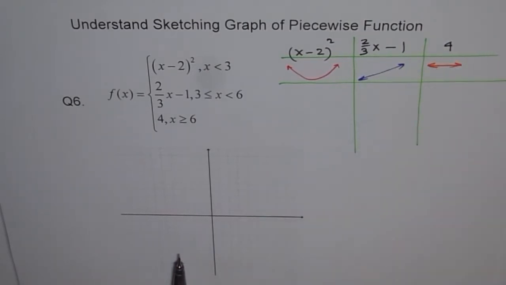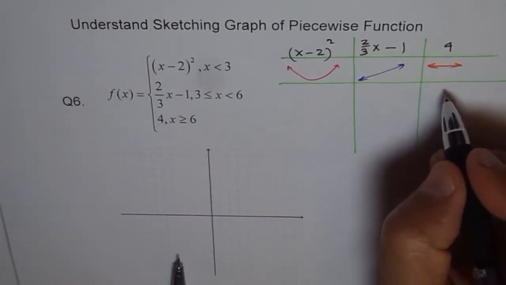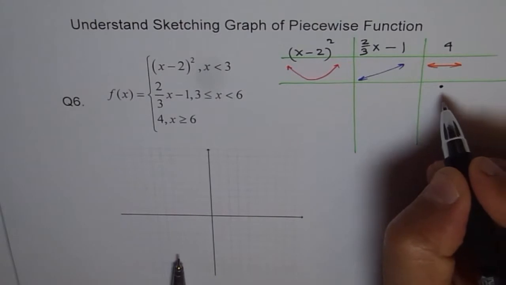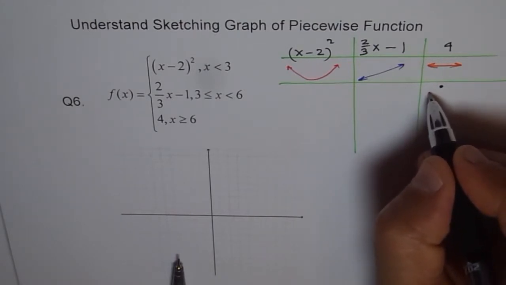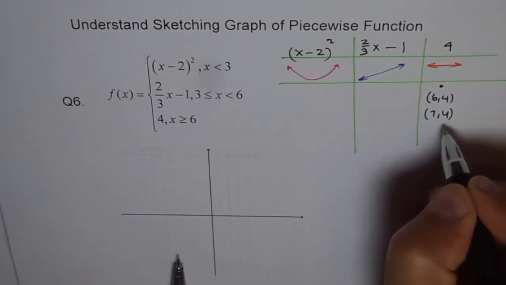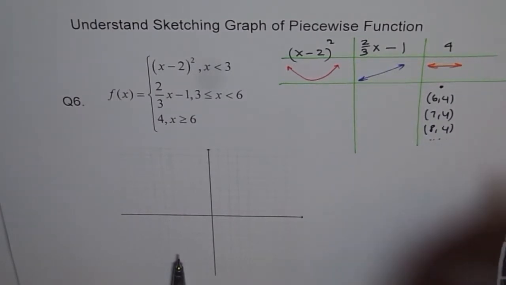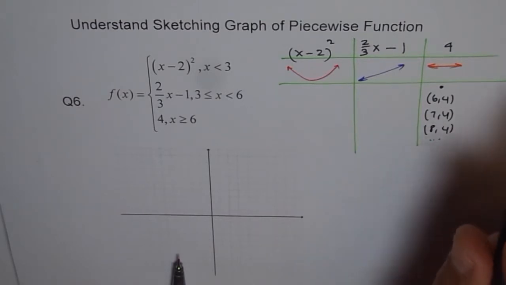Is it okay? Right. So let me fill these values for 4 first, right? Greater than or equal to 6. So it starts with filled in, right? And greater than or equal to 6 means at 6 the value is 4, at 7 the value is 4, at 8 the value is 4, and so on. This was good. So you got this, right?